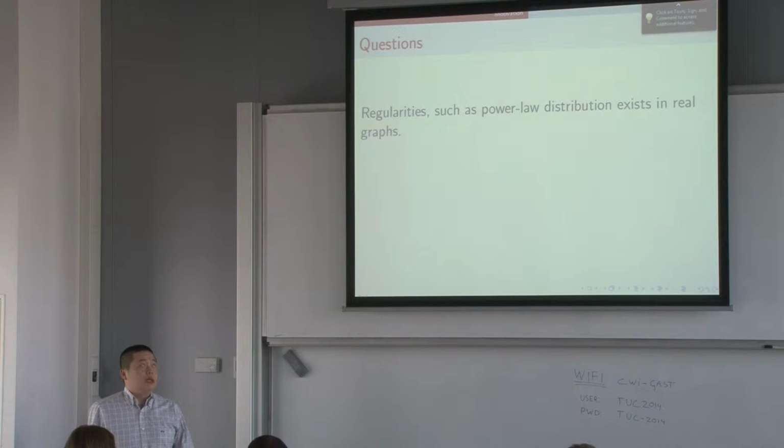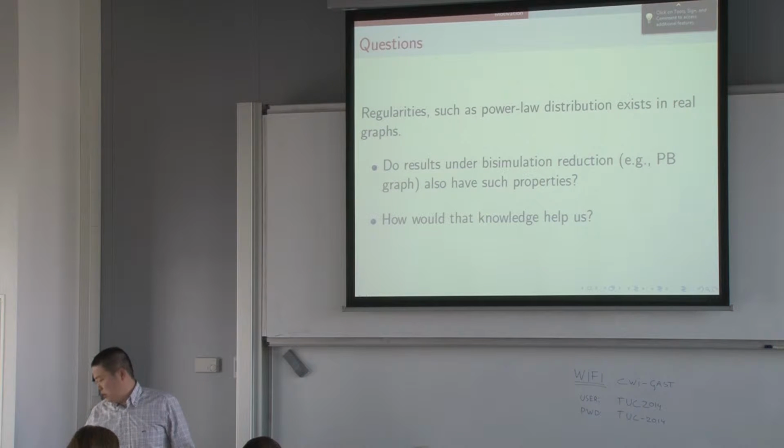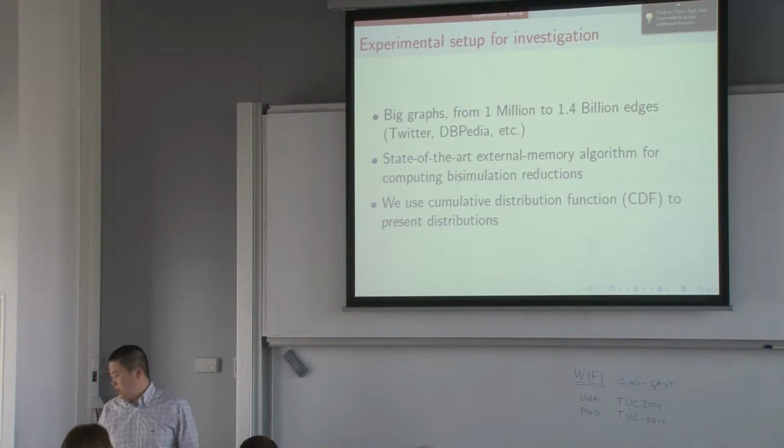Alright, so the main question is, we know that for real-world graphs, power law distributions, this kind of regularity exists in in-degree and out-degree distributions. So, does this kind of regularity also exist in the bisimulation results, the partition block graph? If it is true, how do we benefit from this kind of knowledge?